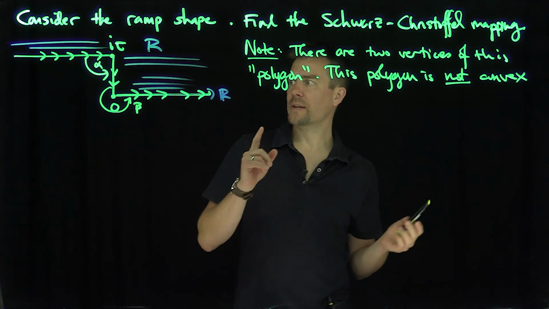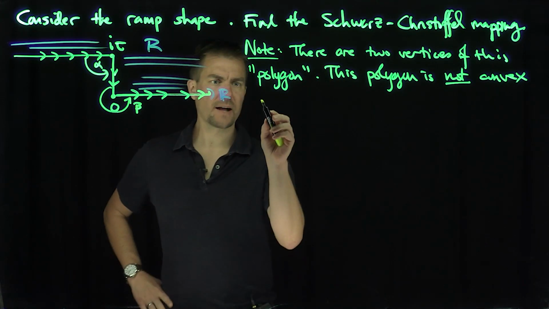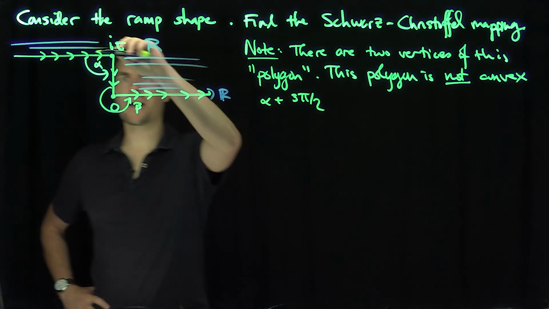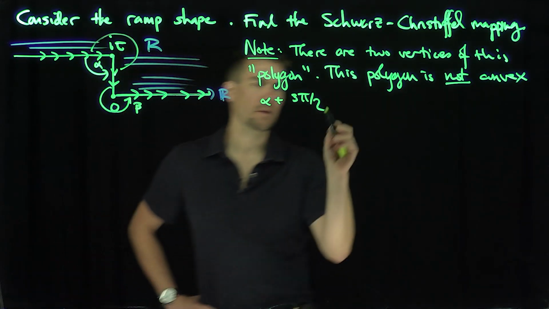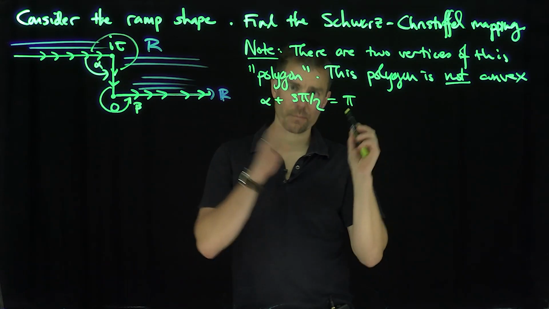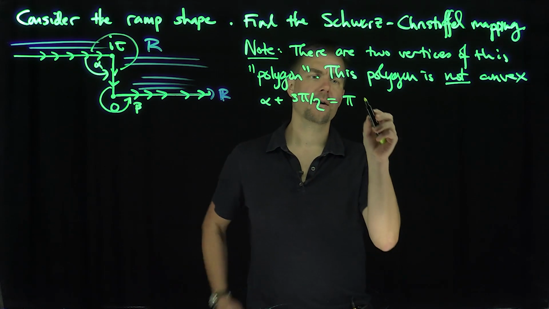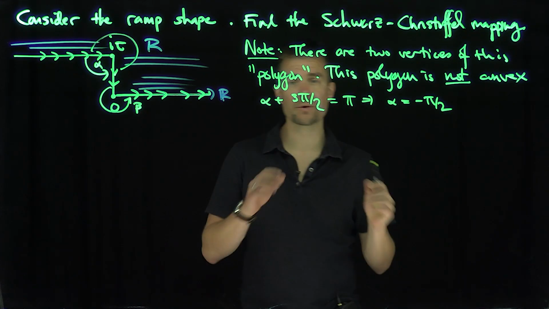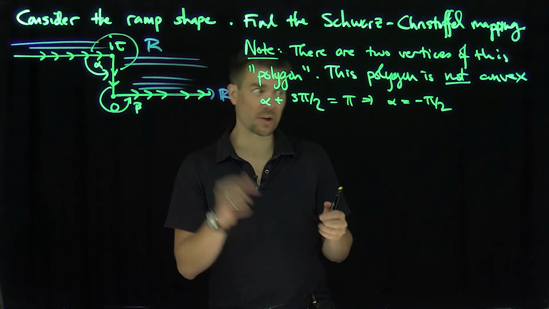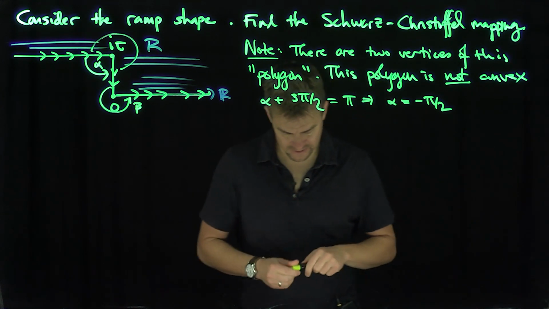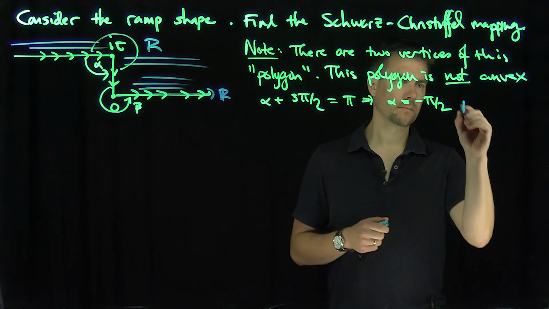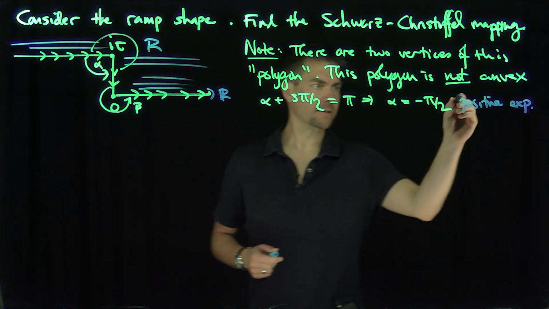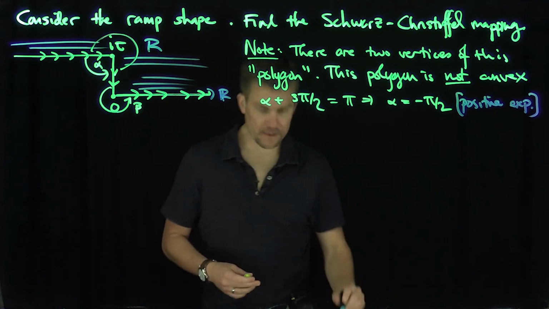So what do we know about these angles? We know that alpha plus 3 pi over 2, that's the interior angle over here, has to equal pi, because the interior angle plus the exterior angle have to add up to pi. And so this says that alpha is equal to negative pi over 2, which is going to induce a positive exponent in the Schwarz Christoffel transformation. Positive exponent, good.